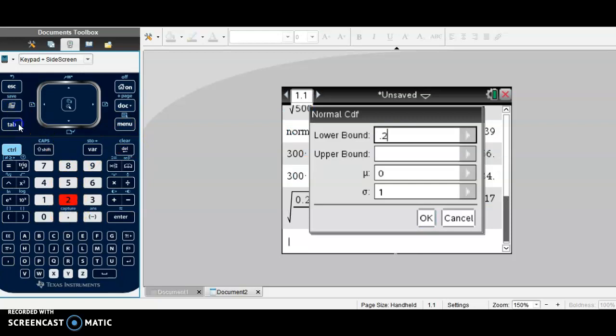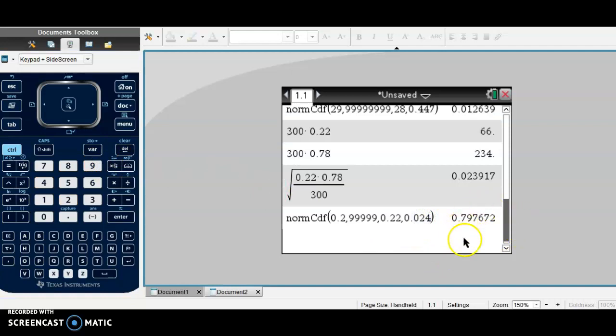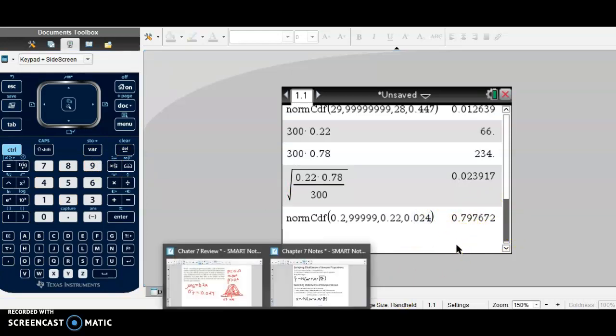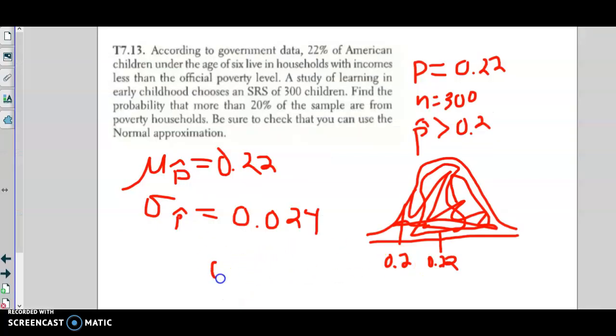I'm going to do 0.2 for the lower bound. My mean was, I forget, 0.22. And my standard deviation was 0.024. And I click OK. I get 0.798. That is the probability that more than 20% of children in one of these samples are from poverty households.